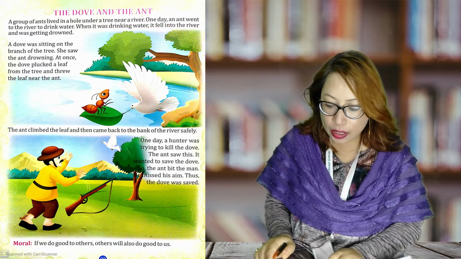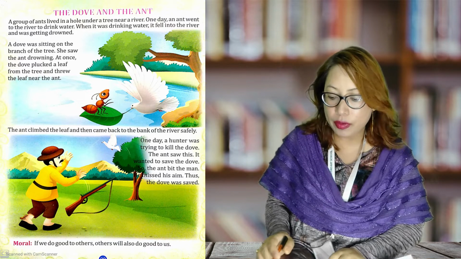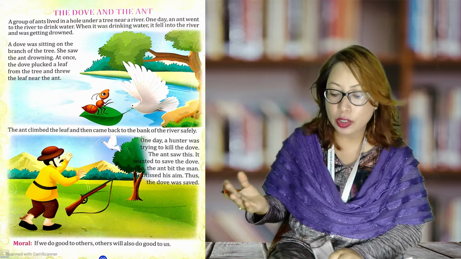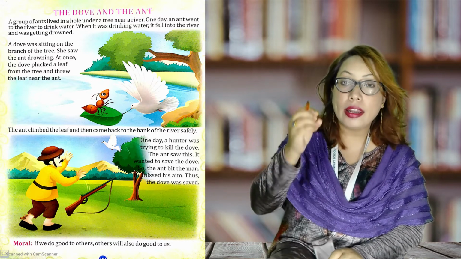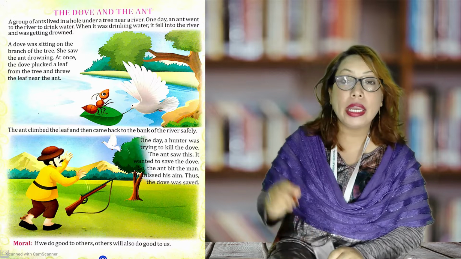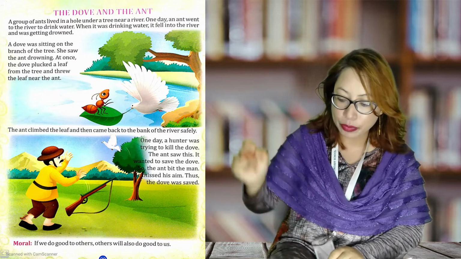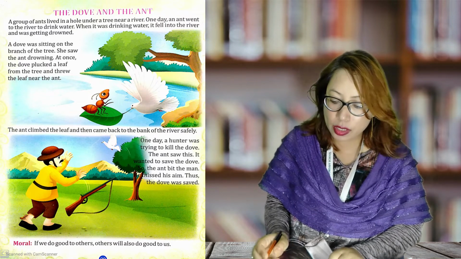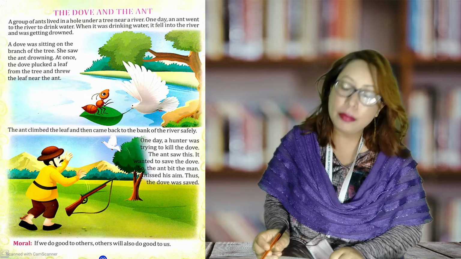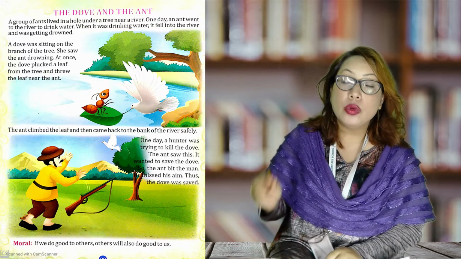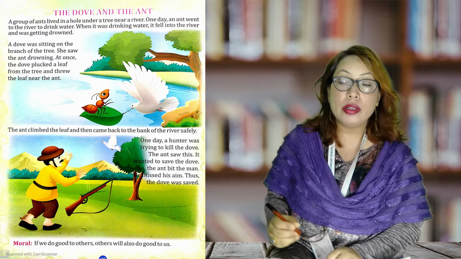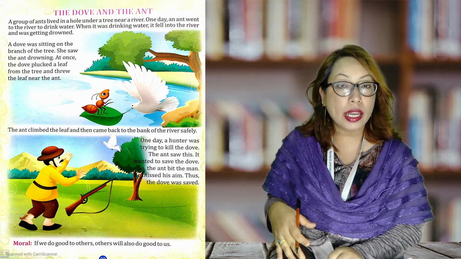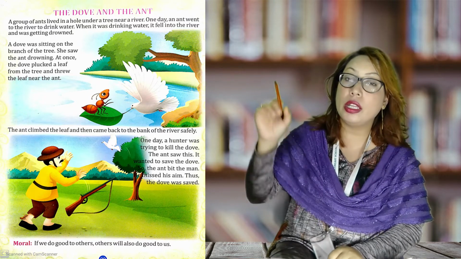One day a hunter was trying to kill the dove. The ant saw this. So here arises the problem which I was telling you. So the entry of another character where the hunter was trying to kill the dove, right? The ant saw this. It wanted to save the dove, so the ant bit the man. So what happens? Who saw the incident? Now there is an antagonist, or a problem maker, in the story. Who is that? That is the hunter who wants to kill the dove.